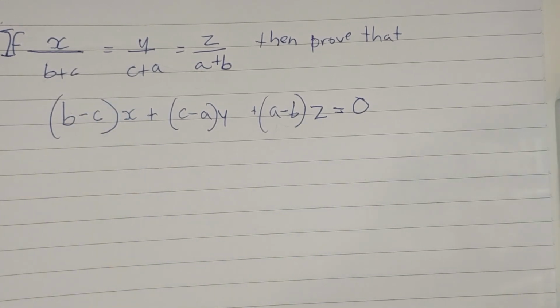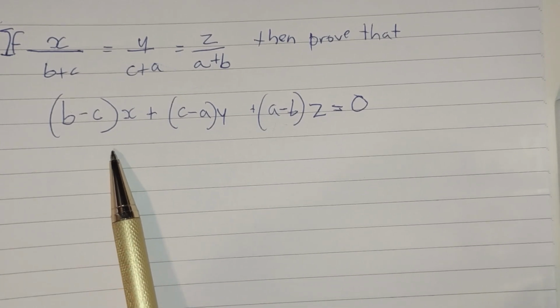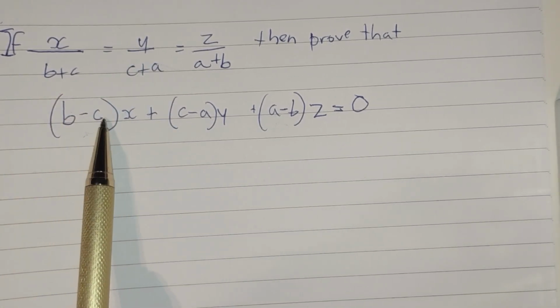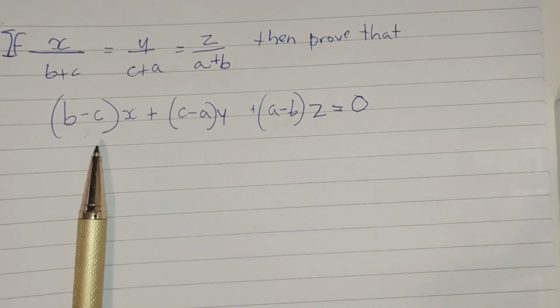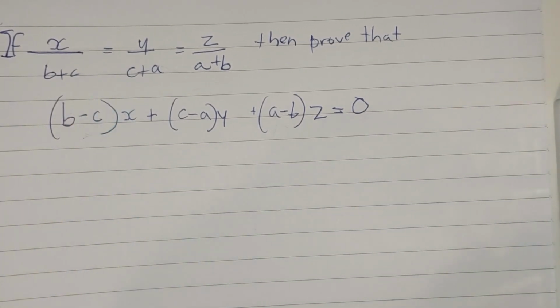Alright, so what you can see is that this variable and this variable, and you can see this is b plus c and this is b minus c. Maybe that will give you a clue about what you can do with b plus c and b minus c.